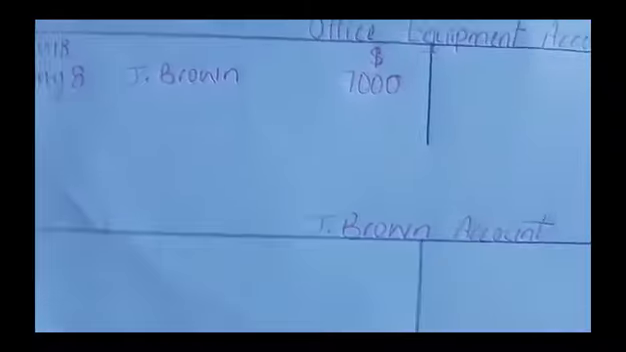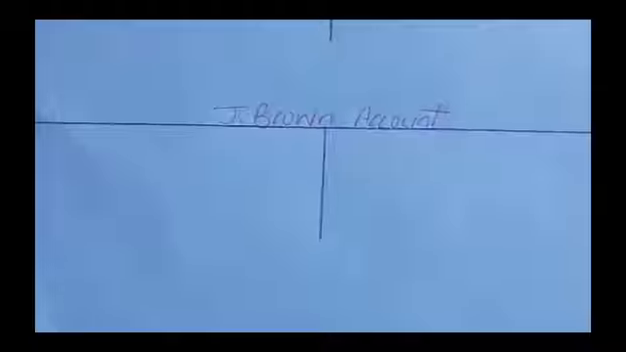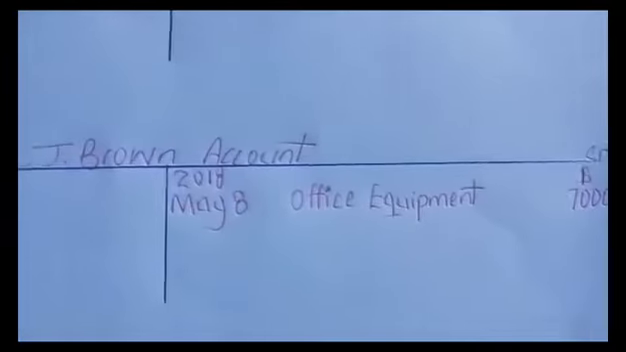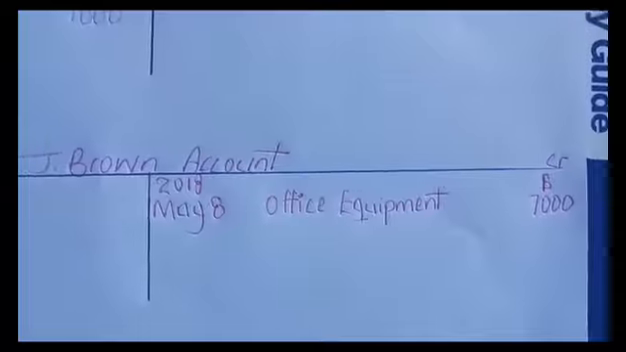So now we need to make a credit entry in our liability account to show that our liability is increasing as a result of the office equipment that was taken on credit. So we need to come to the right hand side of J. Brown account and make that entry. Here we have it. The transaction is now correctly recorded in J. Brown account.